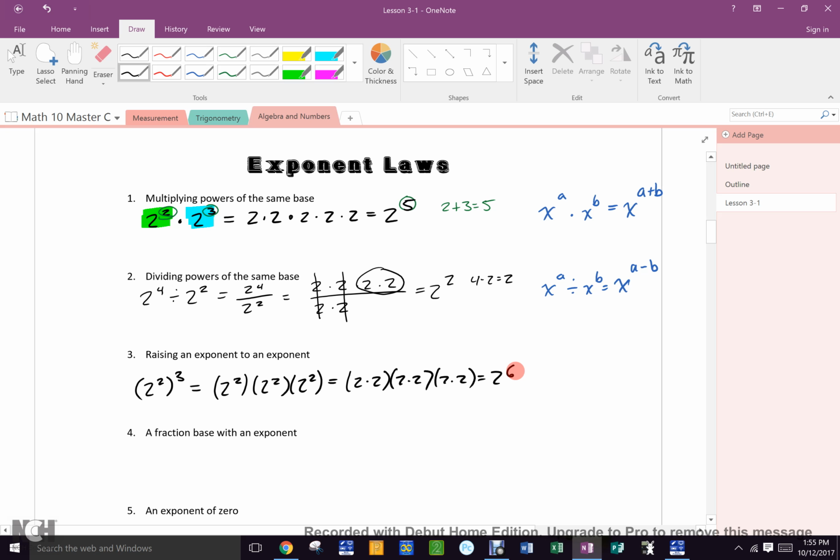Now, Aiden, what did I do? I multiplied the exponents, right? The 2 times 3 was 6. Now, how do I write that in nice general terms? X to the A, all to the B is X to the A times B. Everybody cool to there? Okay, now here's where it starts to get snaky.